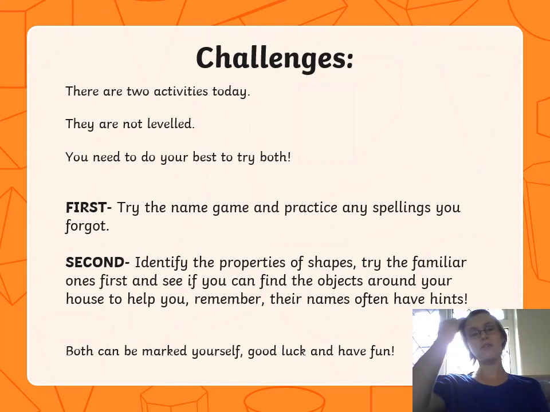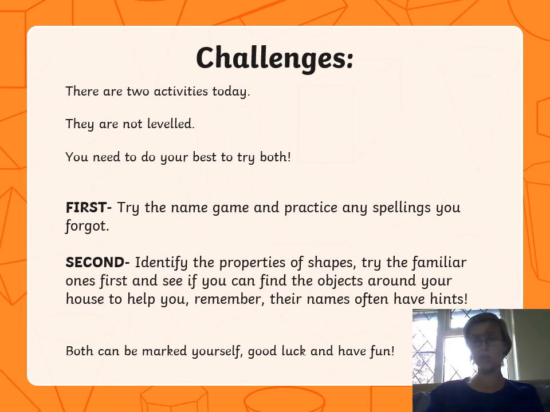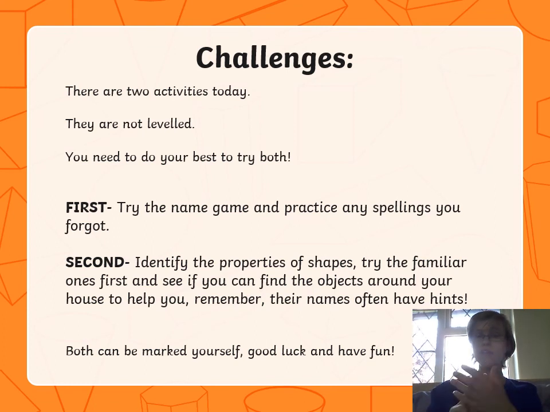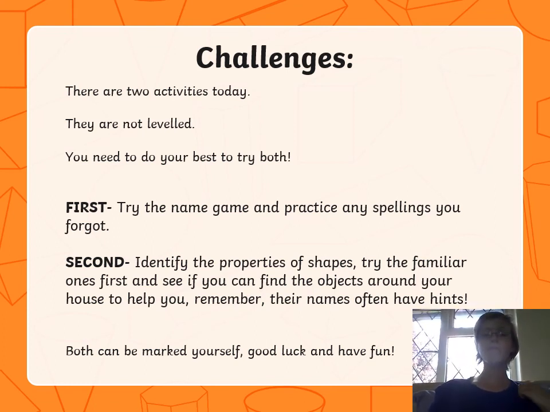Secondly, identify the properties of shapes. So those are the things we've just talked about. The properties are the faces, the edges, the vertices, okay? And then sometimes you'll have a fun key fact that will help you remember those things. Try the familiar ones first. See if you can find the objects around your house to help you. Yeah, so you might have a cylinder, you might have a tin to help you out.